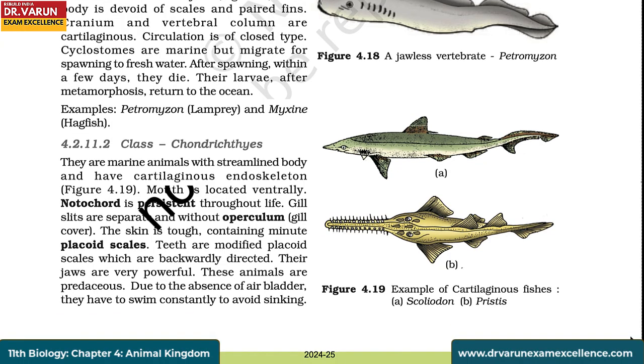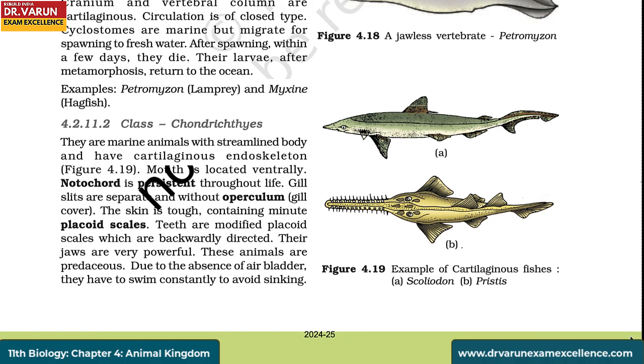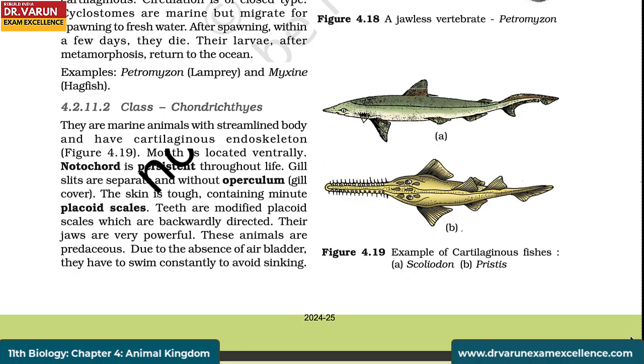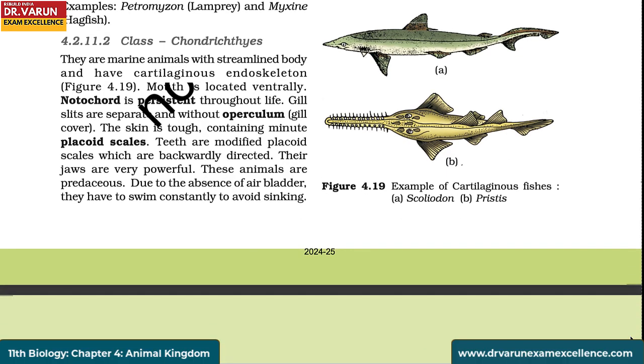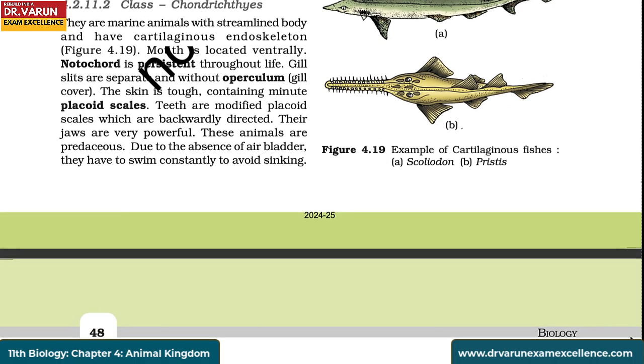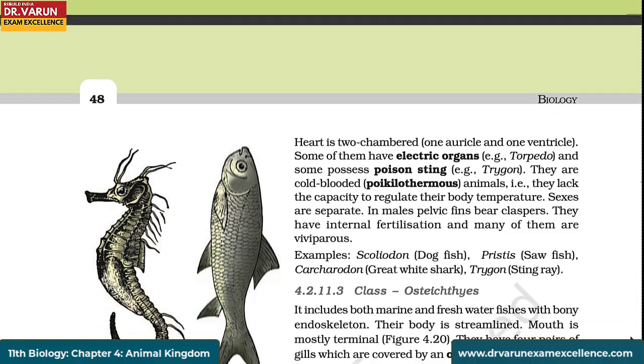Class Chondrichthyes. They are marine animals with streamlined body and have cartilaginous endoskeleton. Mouth is located ventrally. Notochord is persistent throughout life. Gill slits are separate and without operculum, or gill cover. The skin is tough, containing minute placoid scales. Teeth are modified placoid scales which are backwardly directed. Their jaws are very powerful. These animals are predaceous. Due to the absence of air bladder, they have to swim constantly to avoid sinking.